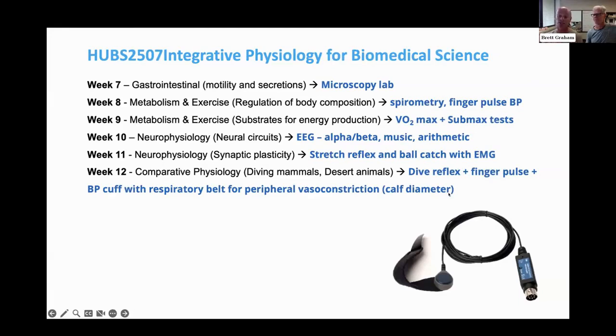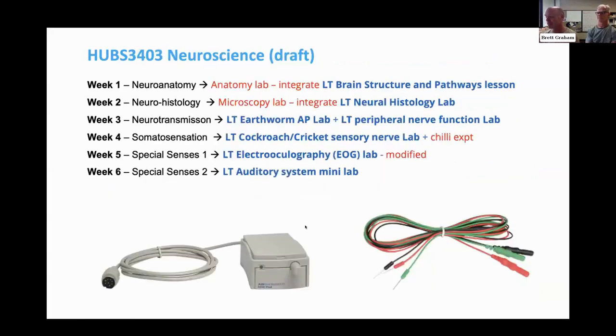And then finally, we finish with the dive reflex because we're doing comparative physiology. So they put their faces in a bucket of cold water and we record cardiovascular parameters, as well as a surrogate measure of peripheral vasoconstriction. We use the respiratory belt to measure calf diameter. And then we basically use a large leg sphygmomanometer pressure cuff to cut off the circulation. Then we release it and we watch what happens. It's really neat.